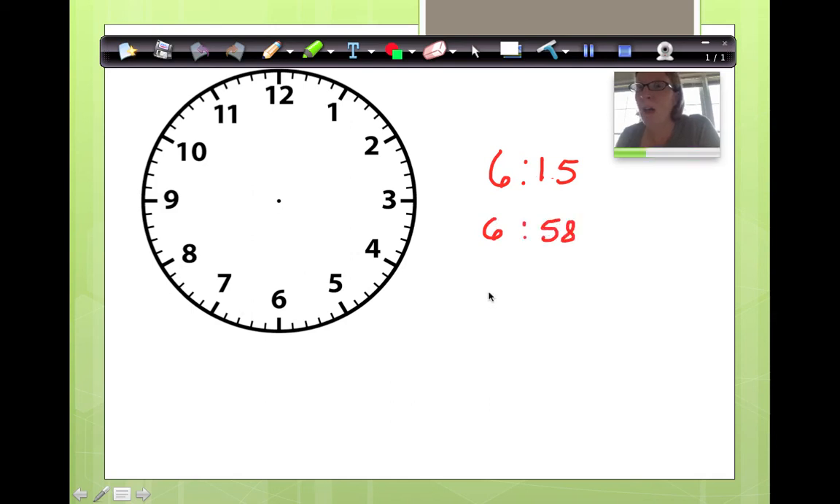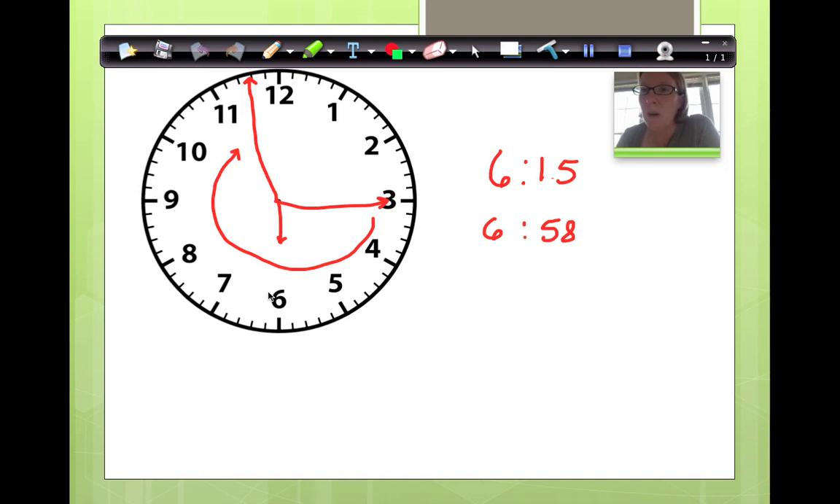How many minutes did she exercise? Let's find out. Now we know when we do the clock that 6 goes this way, 6:15 is this way. Now, you got to get to 6:58. Where is 6:58? We know that the time is going to come around this way all the way over here. So where's 6:58? It is right here. Okay, this is how far it went. Pause your video and tell me how many minutes.